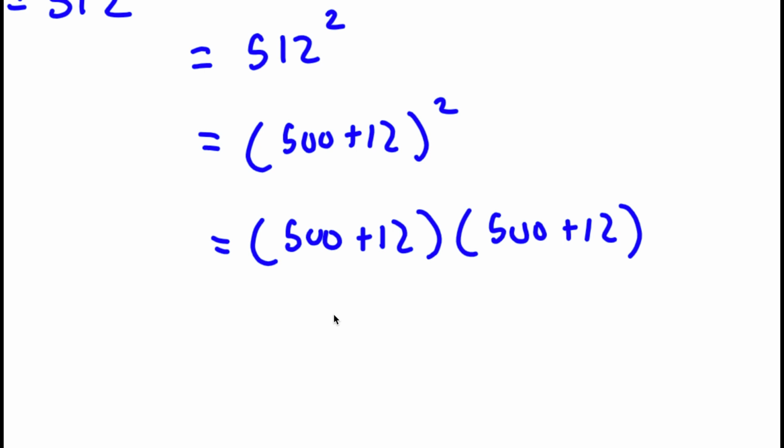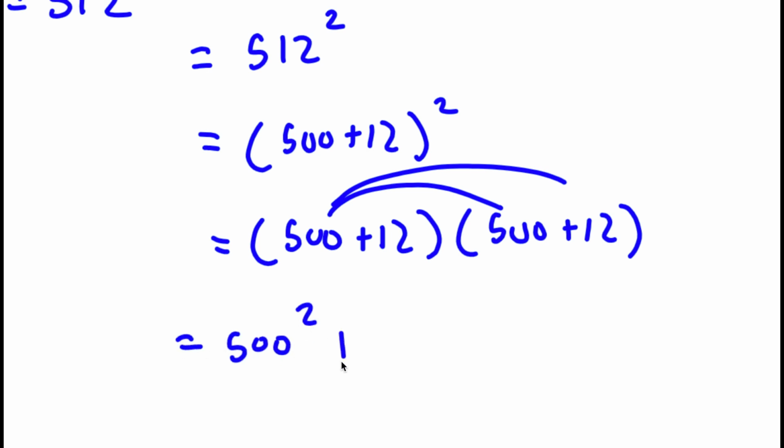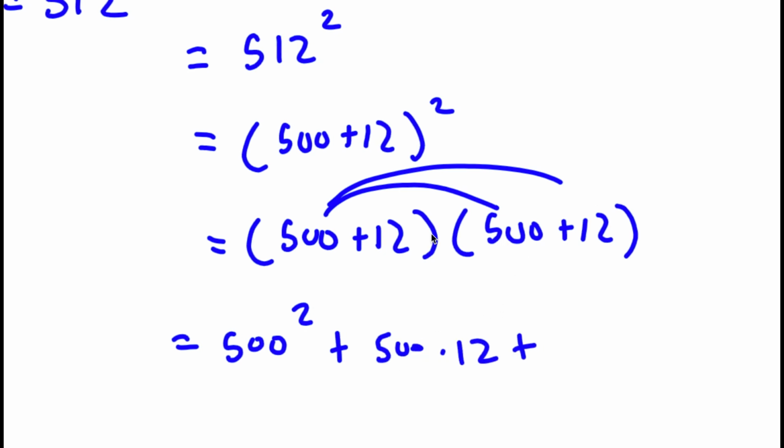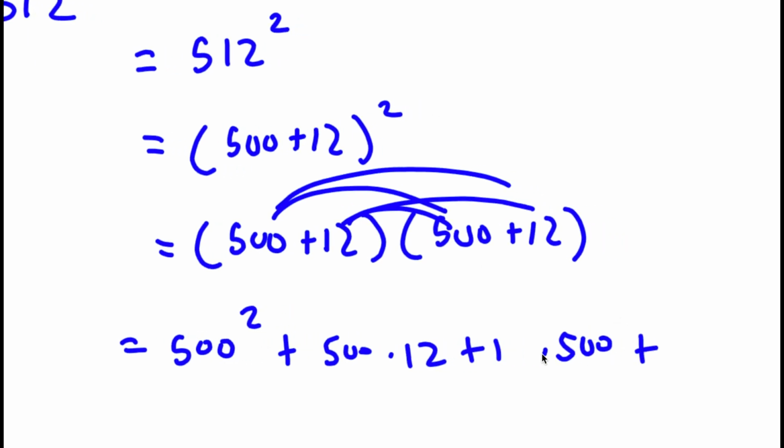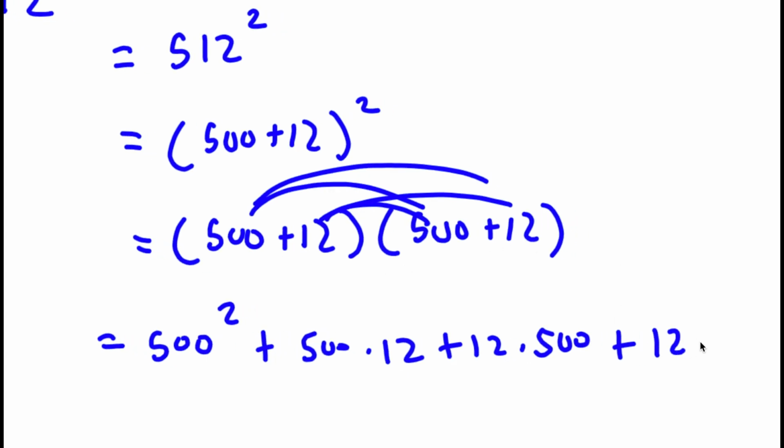So now to solve this, what I'm going to do is I'm going to first start by distributing 500. So I have 500 times 500, which is the same thing as 500 squared, plus 500 times 12, plus now I can distribute the 12, so I have 12 times 500, plus 12 times 12.